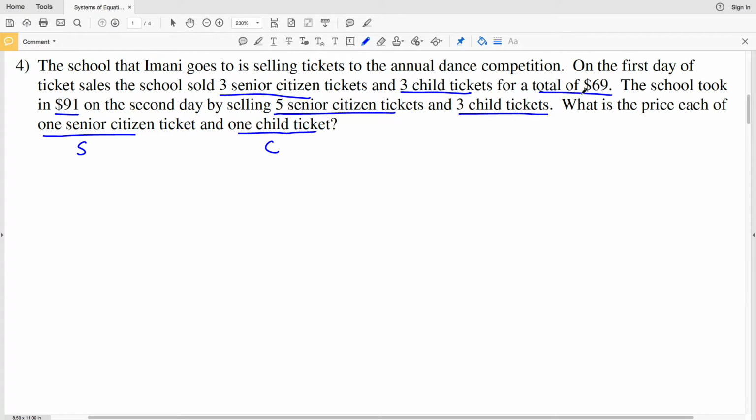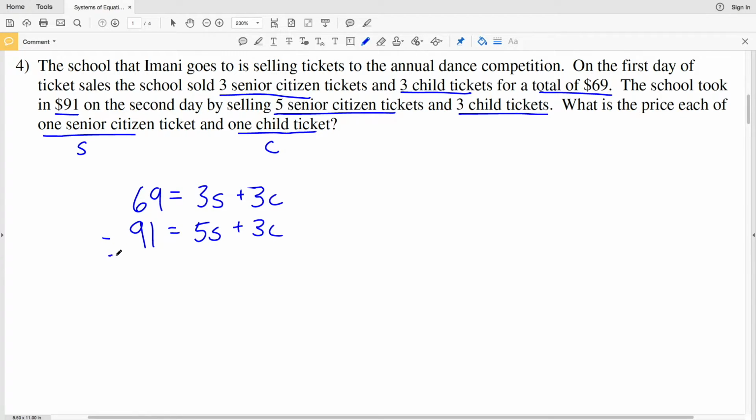Now the first day, their total was $69. So 69, they achieved that by selling 3 senior citizen tickets, so 3 tickets times the cost S plus 3 child tickets, 3 times the cost C. So 3 tickets sold at price S plus 3 tickets sold at price C totaled $69. And on the second day, their totals were $91, and that was with selling 5 senior citizen tickets and 3 child tickets.